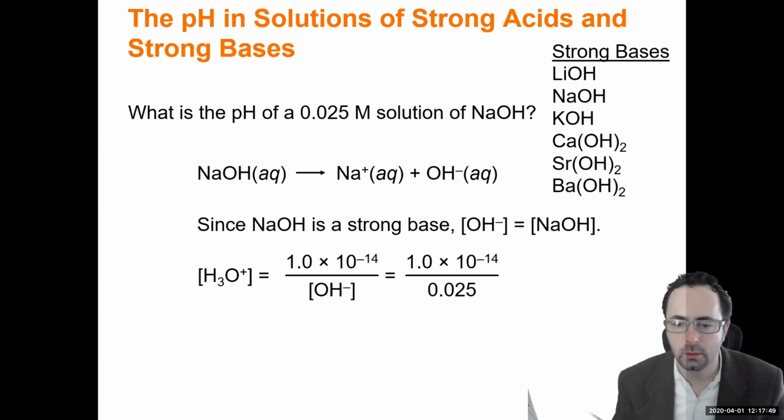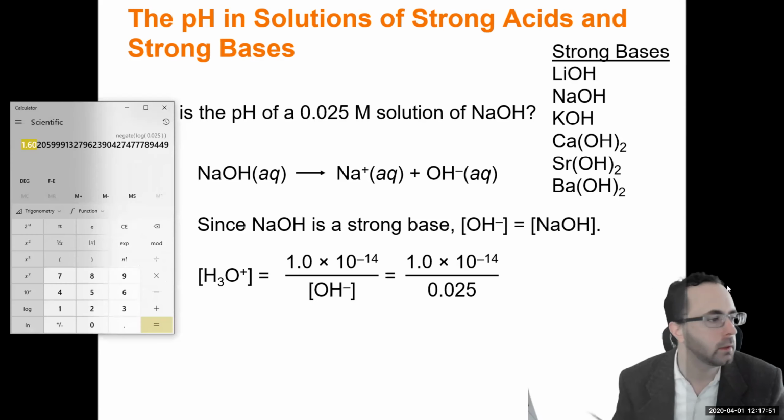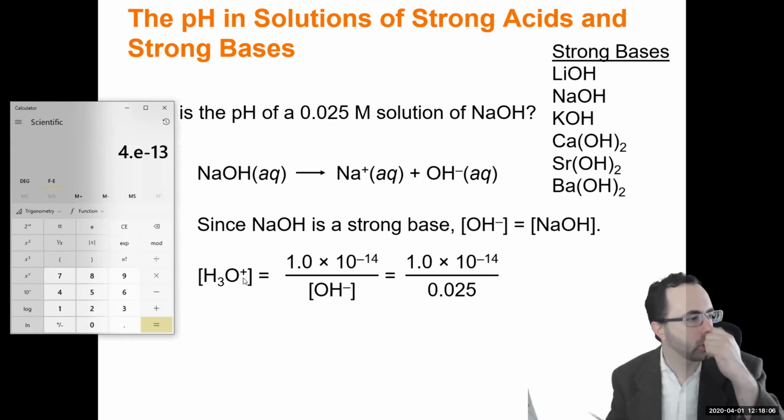There we go. Calculator. Okay, and so we'll do 1.0 EE negative 14, divide by 0.025. And we get this. Let's turn it into decimal. It'll be 4 times 10 to the minus 13.